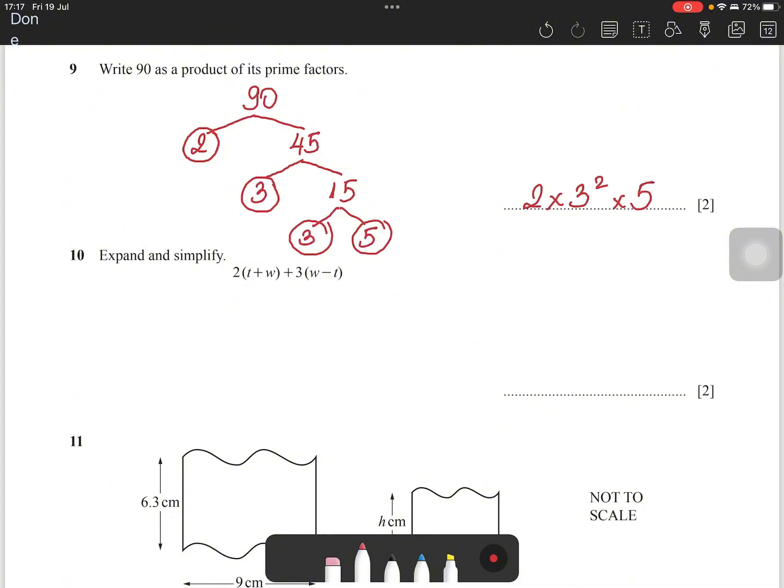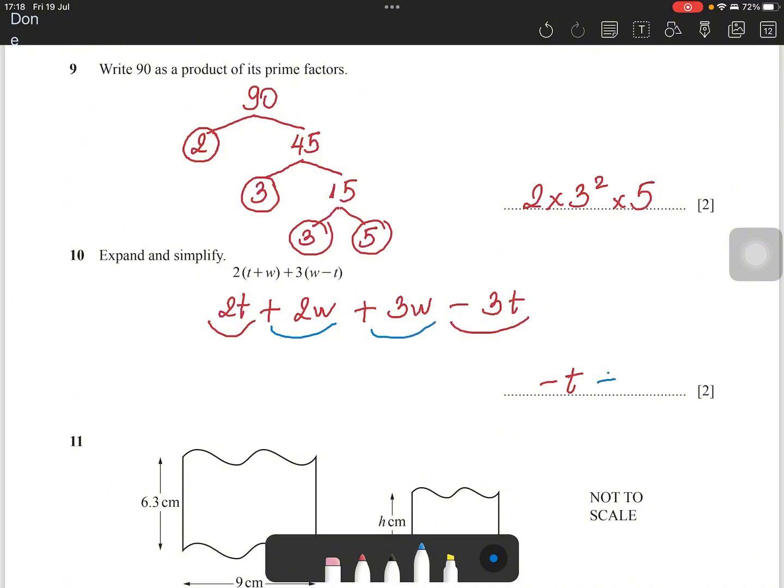Question 10. Expand and simplify. 2 times t is 2t. 2 times w is 2w. 3 times w is 3w. And 3 times negative t is negative 3t. Now 2t minus 3t is negative t. And then 2w plus 3w equals 5w.